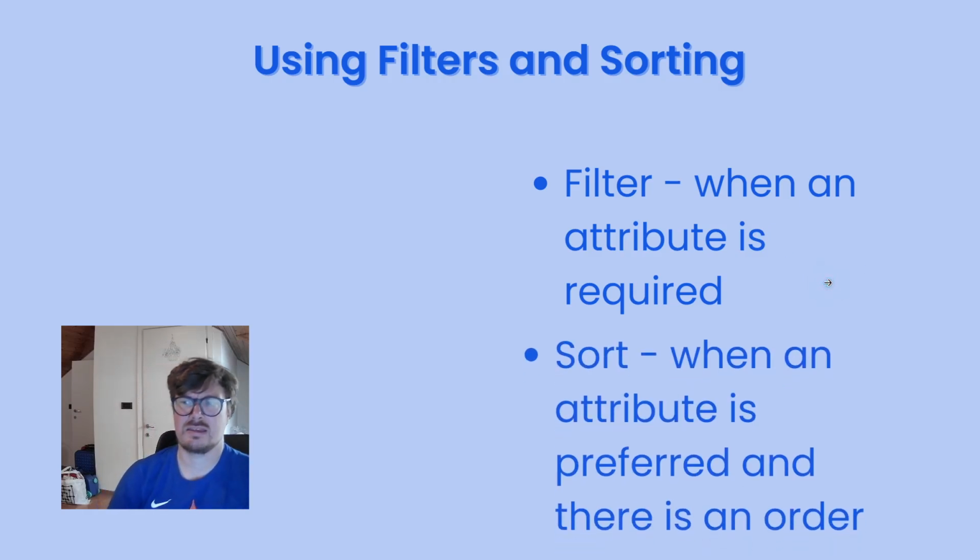And then sorting, where an attribute is preferred and there is an order, but it's not necessarily required. So for example, if we have a booking of 3 people, we can give them a room that has a capacity for 6 or 8 people, but we'd probably prefer to give a room, if available, that has a capacity of 3 or 4 people first, and only assign them the bigger rooms if there are absolutely no other rooms available. So it's not required, but it is preferred.